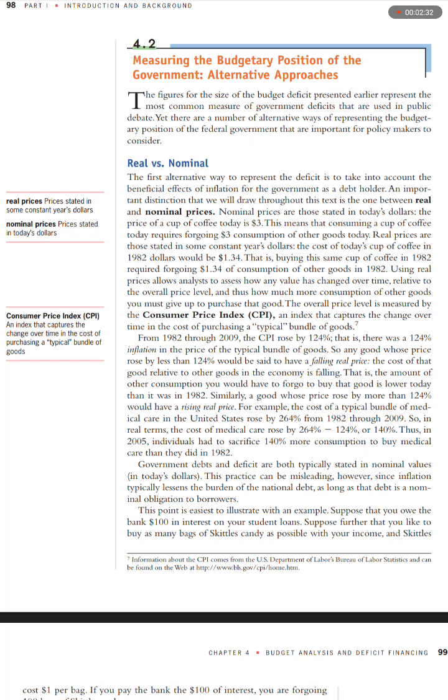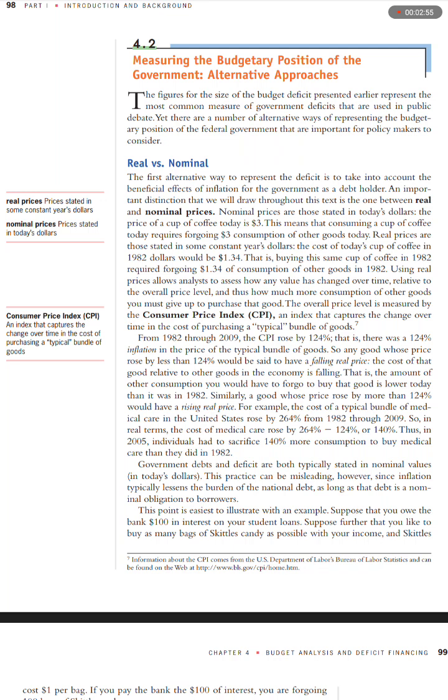Sidebar. Real prices are prices stated in some constant year's dollars. Nominal prices are prices stated in today's dollars. Consumer Price Index, an index that captures the change over time in the cost of purchasing a typical bundle of goods.